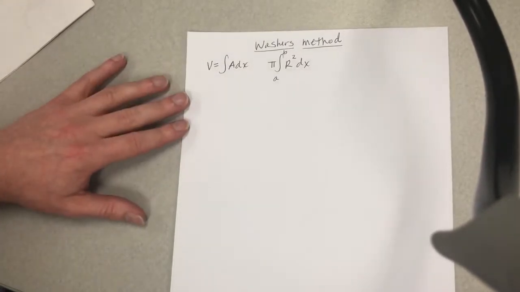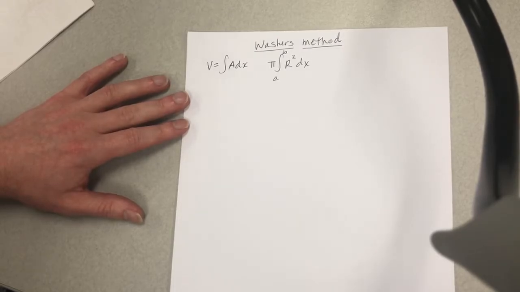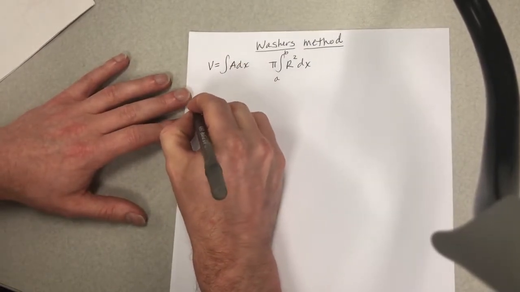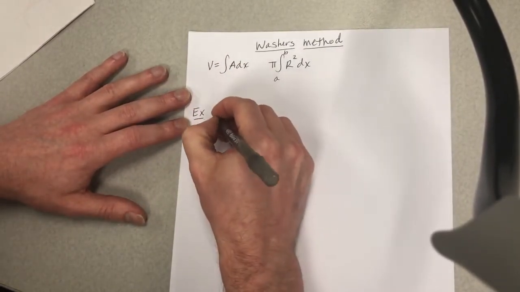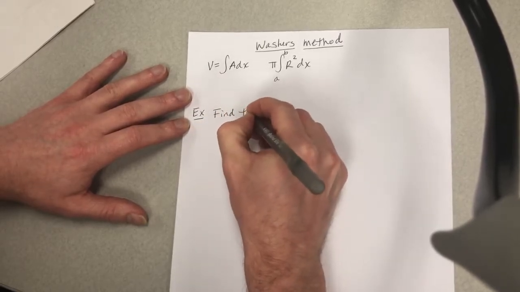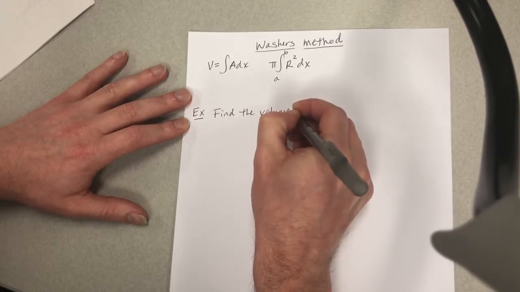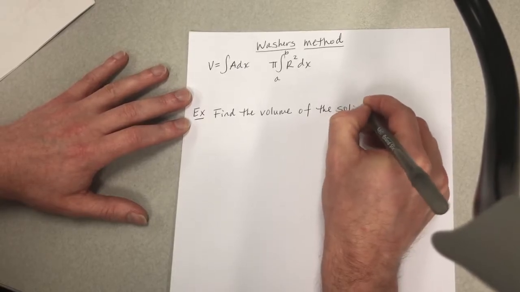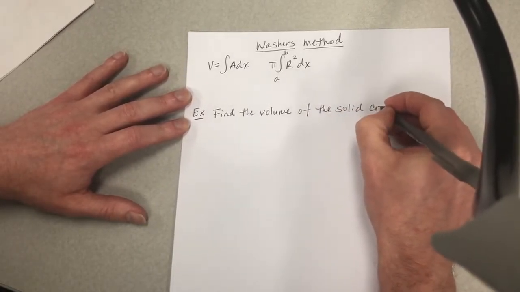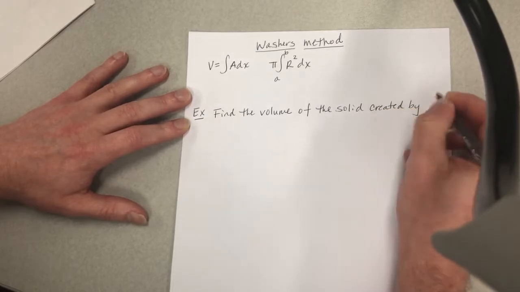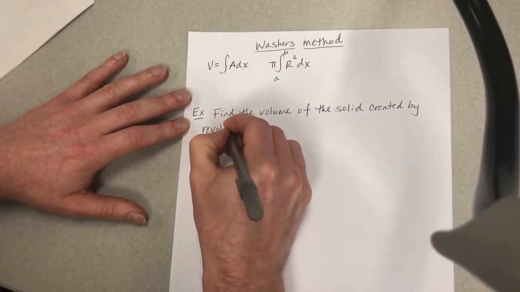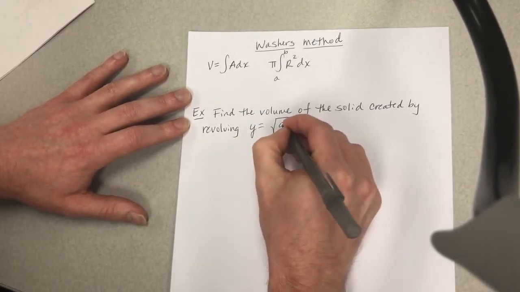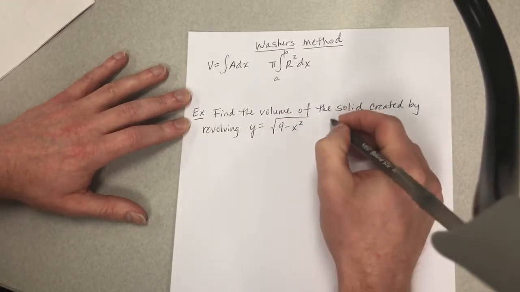So we're going to start out with disc method first. It's no different from Washer's method. Okay, so first example, find the volume of the solid created by revolving y equals square root of 9 minus x squared about the x-axis.